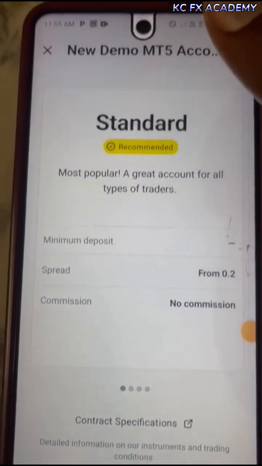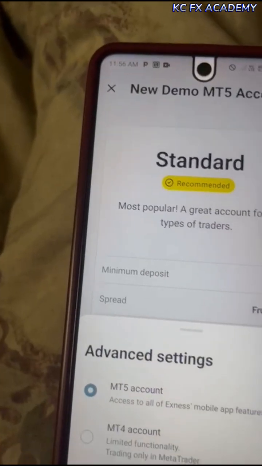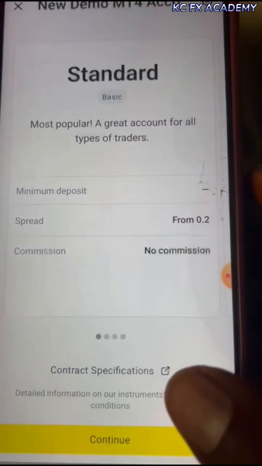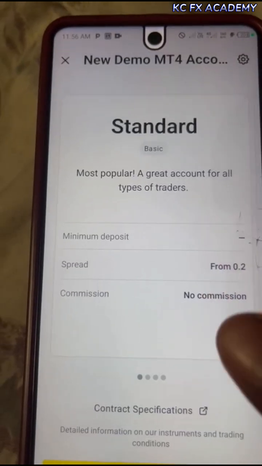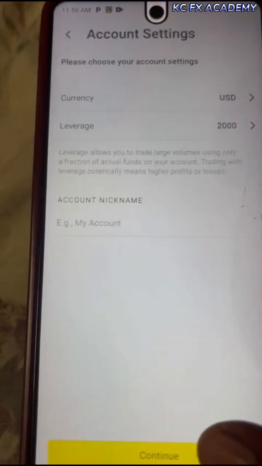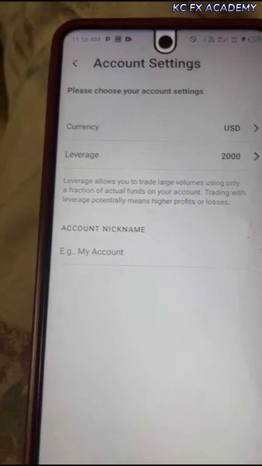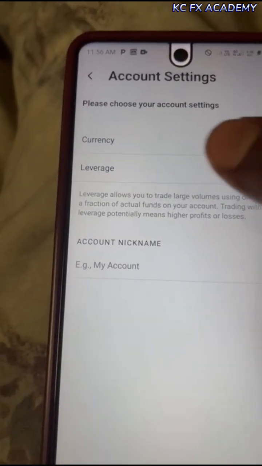They're showing me if I'll use MT4 or MT5. I'll use my MT4. Now standard or this, I'll choose this one. I'll press continue. Now here comes the leverage that we're talking about. Here comes the leverage we have been talking about. I'll tap on it.